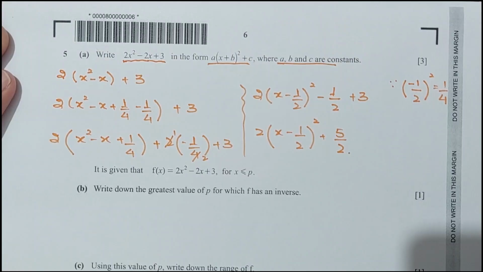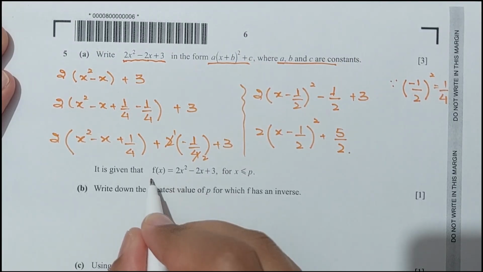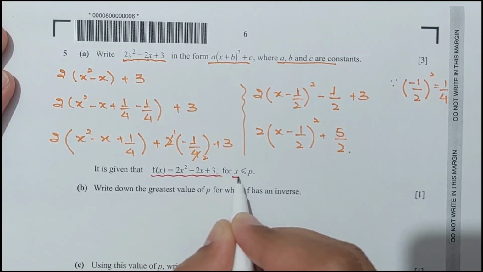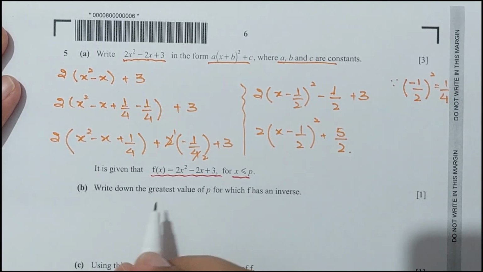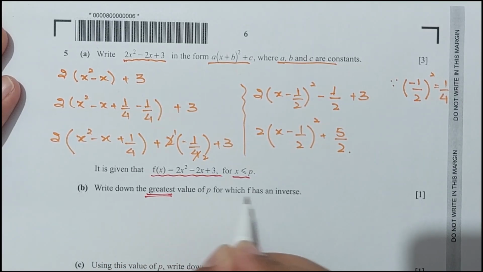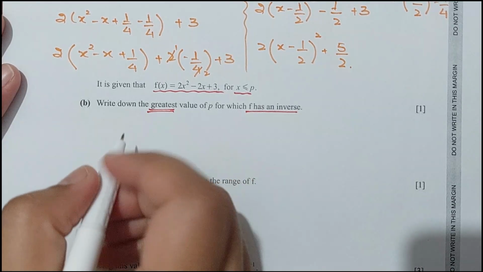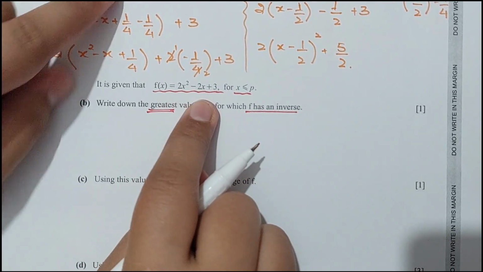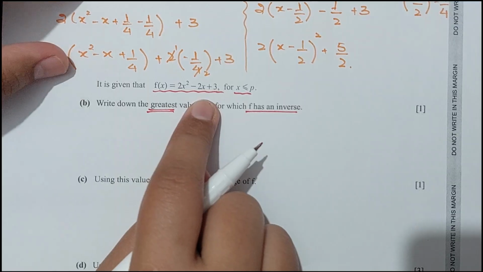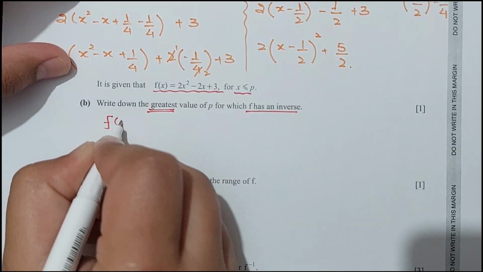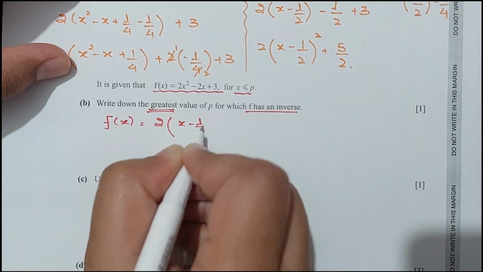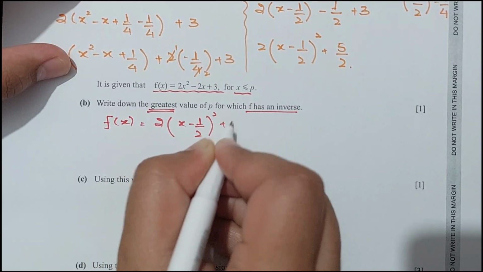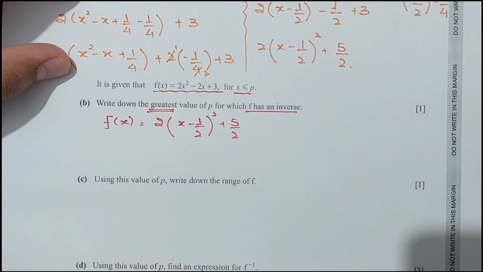Now the second part b, it is given that we have the function f of x for x less than or equal to p. Part b, write down the greatest value of p for which f has an inverse. Okay, so this f of x is basically the same function, right? So we can say f of x can be written as 2 into x minus 1 by 2 whole square plus 5 by 2, right?